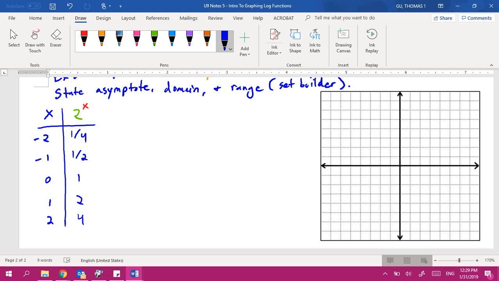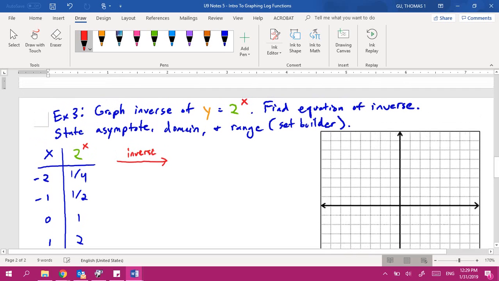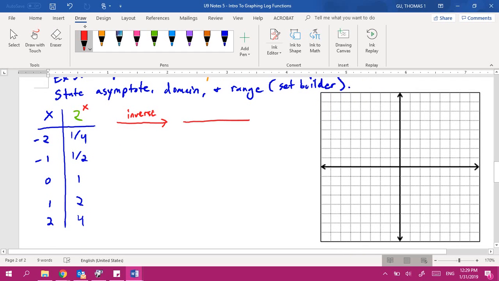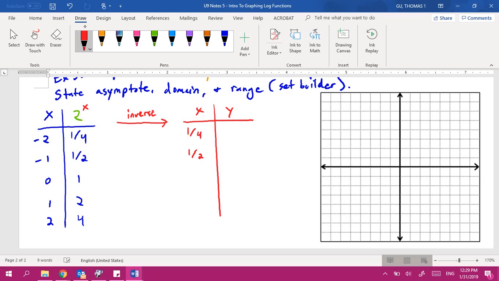Very good. Okay, so now I have these points. This is my original graph. What am I going to do with these? Right, we're going to switch them, and that's going to be the inverse. Because remember, the question says to graph the inverse of y equals 2 to the x. So what are my new x values? Right, and then 1, 2, and 4. What are my new y values?